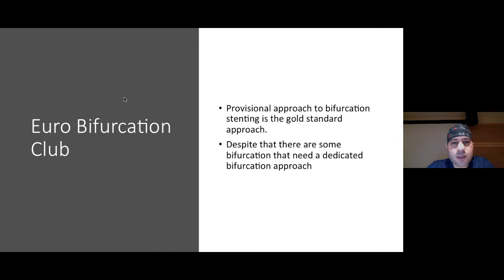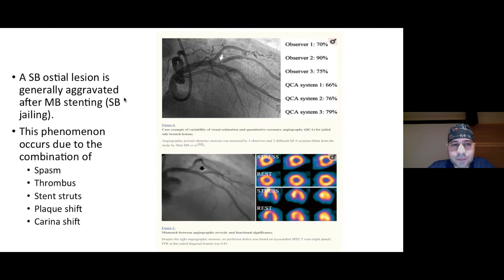In terms of using FFR to guide a bifurcation strategy, if you look at the European Bifurcation Club, their statement says the provisional approach to bifurcation stenting is the gold standard approach. Despite that, there are some bifurcations that need a dedicated bifurcation approach. I'd like to present this case where a patient had a mid-LAD lesion with a Medina 1,1,1 classification, meaning that the main branch is diseased and the side branch is diseased, both having disease greater than 50%.